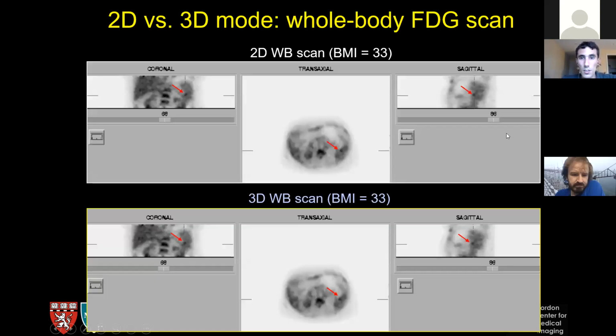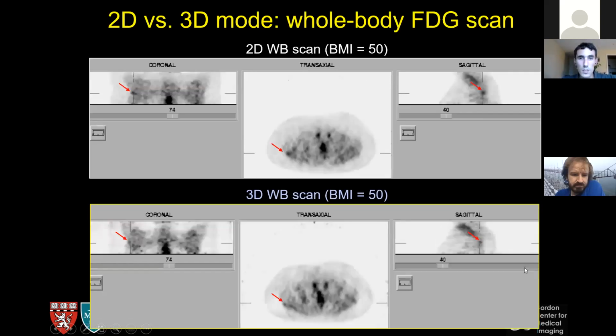This is for a patient with a BMI of 33, so it's already quite a large patient. When you compare those two images, between the 2D and 3D modes, especially focusing on this small lesion here, you can see that the gain of the 3D mode is actually not that visible. It doesn't seem to bring you any gain in terms of your ability to image and detect this tumor. Okay, so those are very similar. And that is what happens when you have a very large patient.